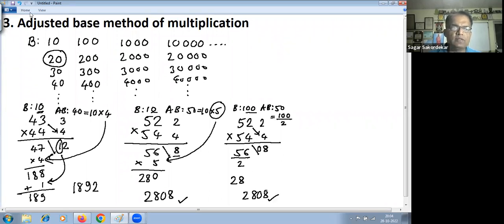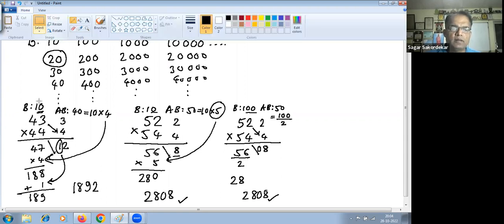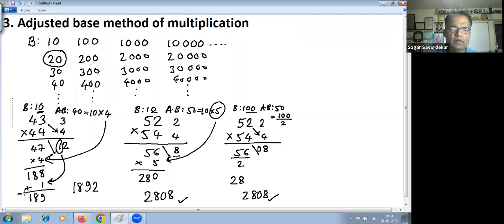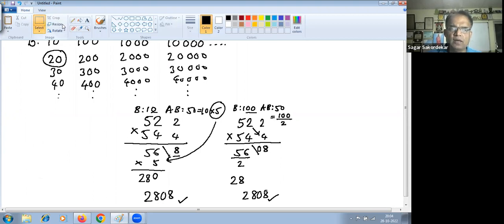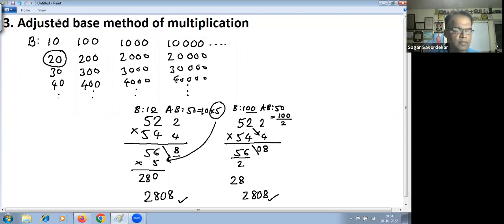If you have any questions, you can ask. So when the numbers are near 50, you have two options to solve. You can take base 10 or base 100. In the same way, if they are near 500, you can take 100 or 1000. Try this: 213 multiplied by 204.